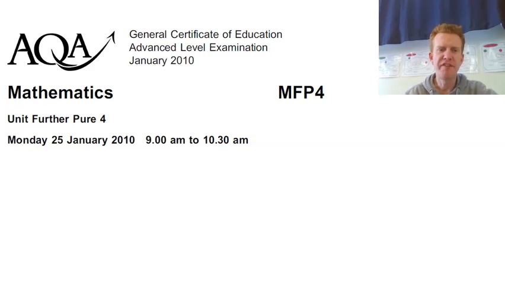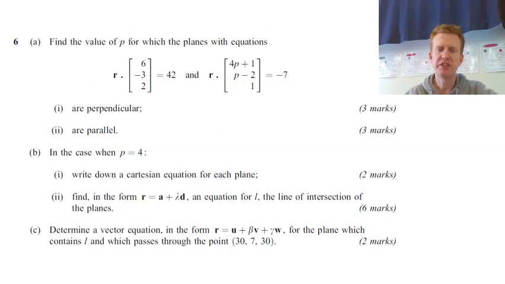I'm going to go through FP4 January 2010 question 6 today. This question starts off with two planes in vector form, and it asks me to find the p-value. You can see the p here. This one contains the p-values when the planes are perpendicular and parallel, and when p is 4, we want the Cartesian equation of each plane. We are looking for the line of intersection of the planes, and we're also looking for the plane in which that line lies. So let's start off with the perpendicular condition.